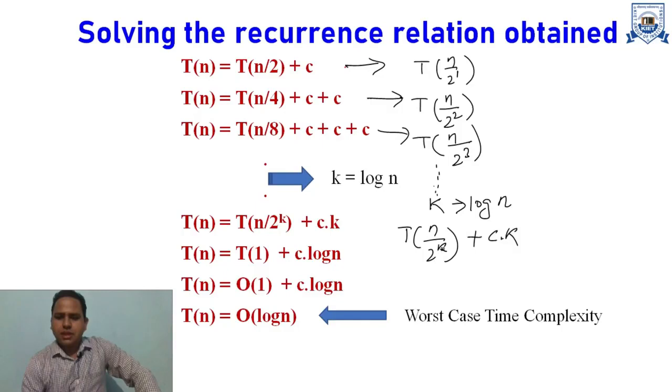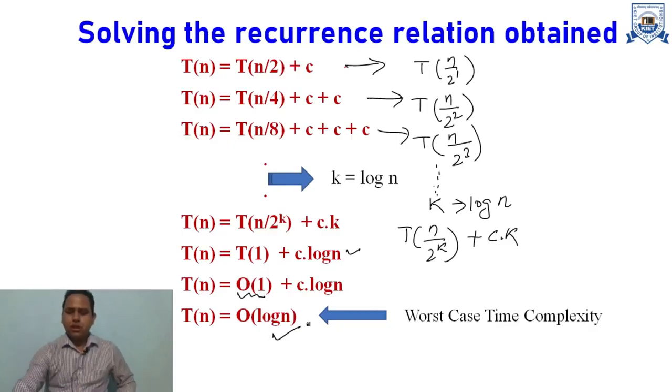If you replace k with log n, we will get order of 1 times log n. Since order of 1 is a constant, just neglect it, so we will get the answer as order of log n. So just remember, the worst case time complexity of binary search is order of log n. Okay, so this is the analysis part.